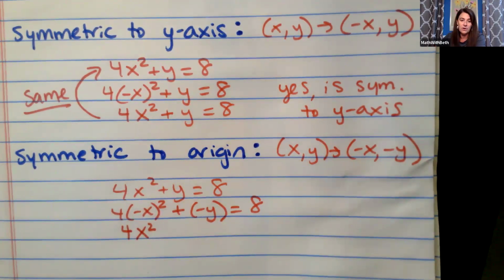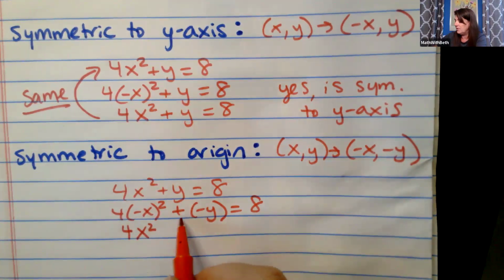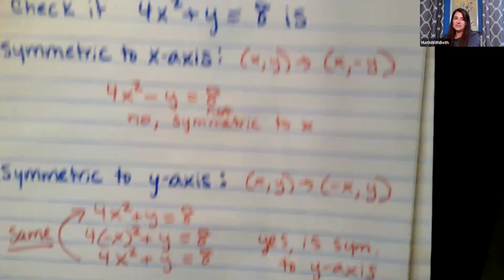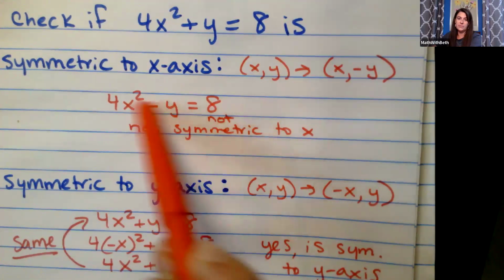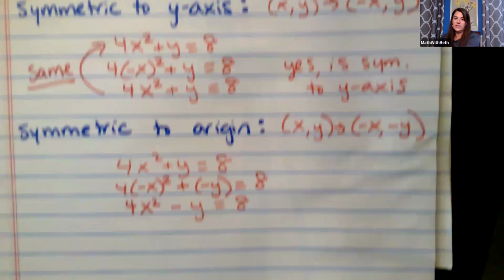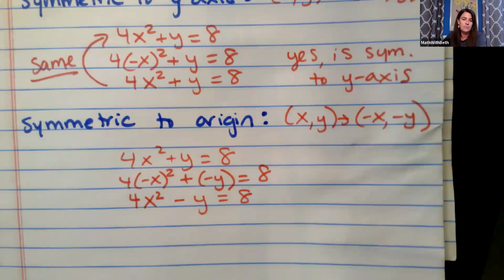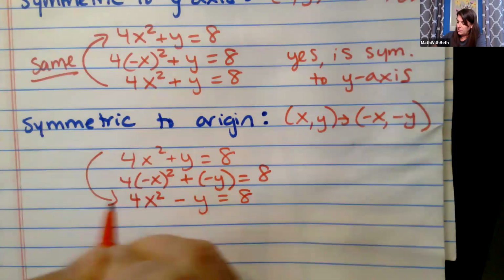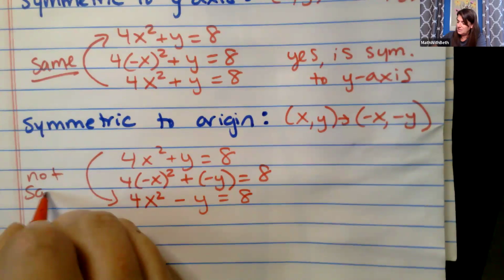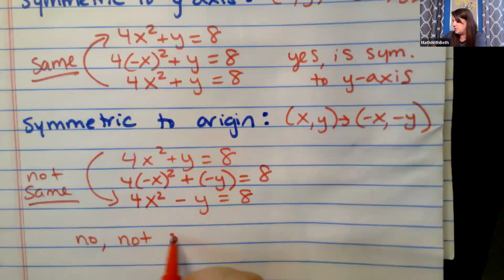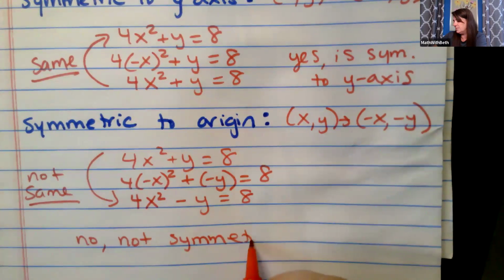So it will now be 4x squared plus a -y. I can just make -y. And now this is similar to our first problem when we were testing out if it was symmetric to x. So this is an equation that cannot be manipulated at all to end up with what we started. So since these are not the same, the answer is no. It is not symmetric to the origin.